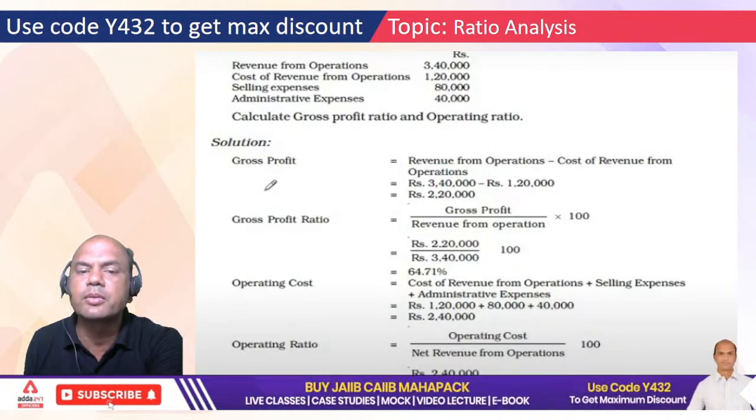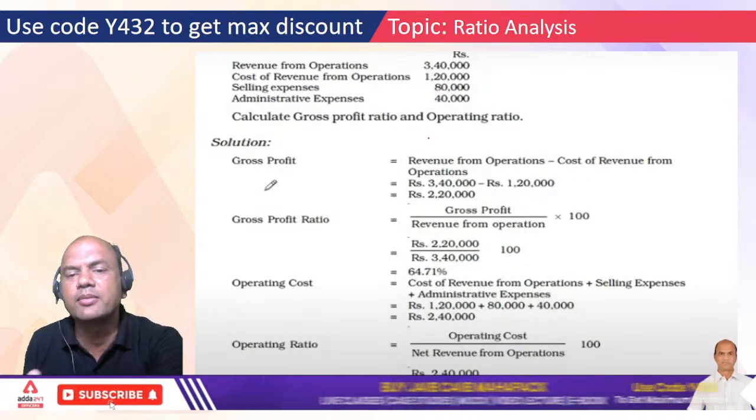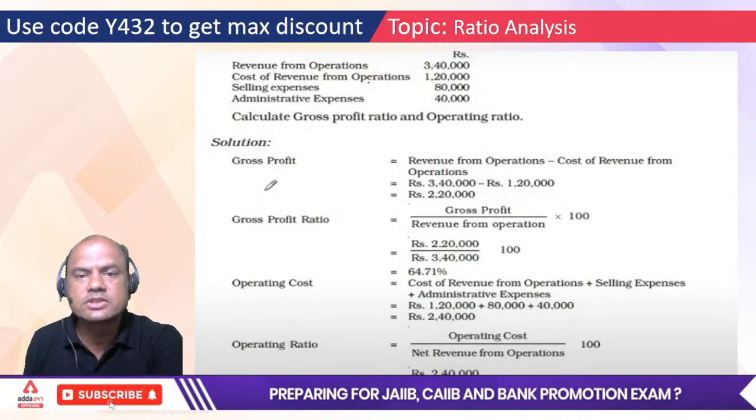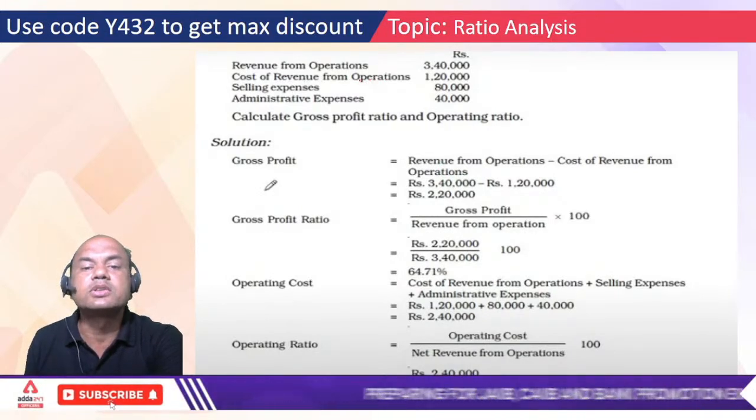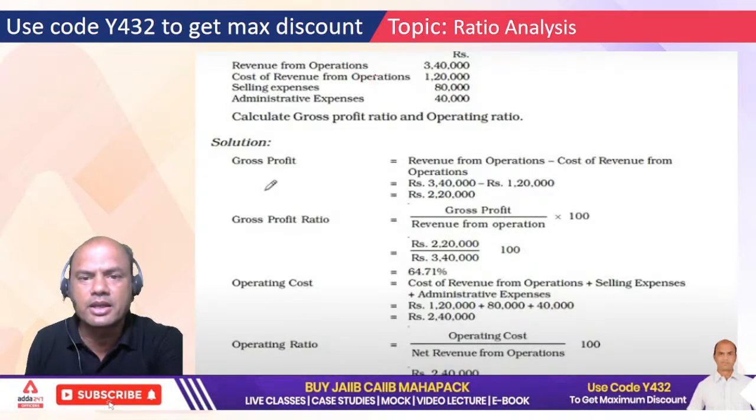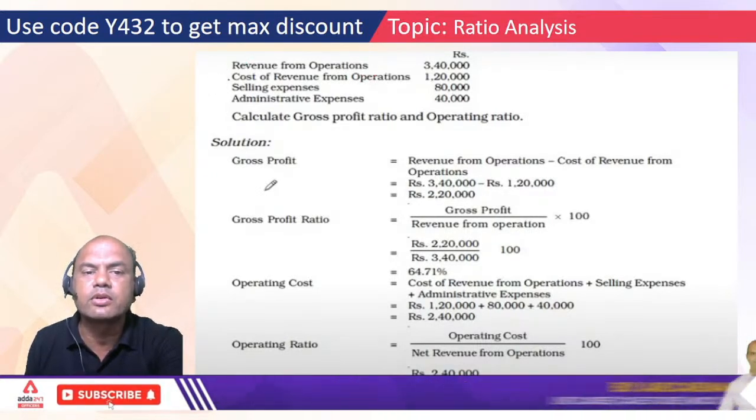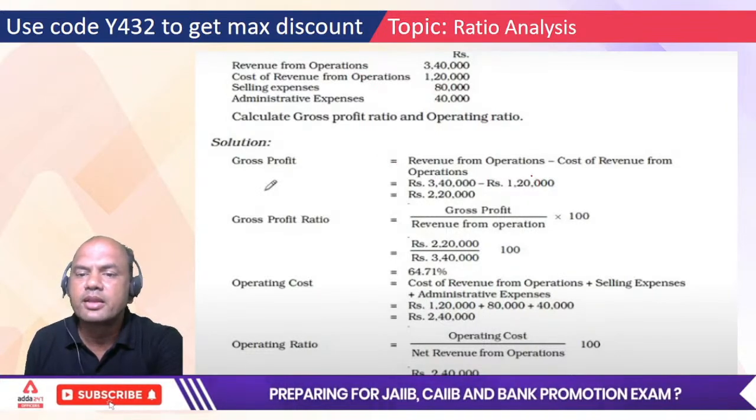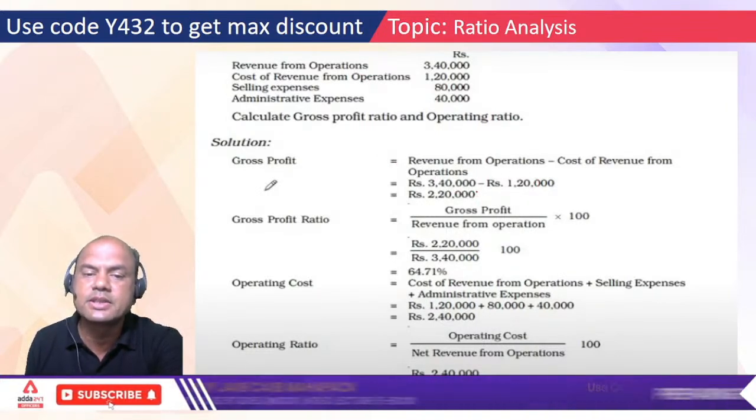Cost of revenue from operations. Now cost of goods sold can be named as cost of revenue from operations, cost of sales, cost of goods sold, cost of operations, anything the name can be. Remember the word is cost over here. So 3,40,000 minus 120, that is what we get as GP, gross profit.